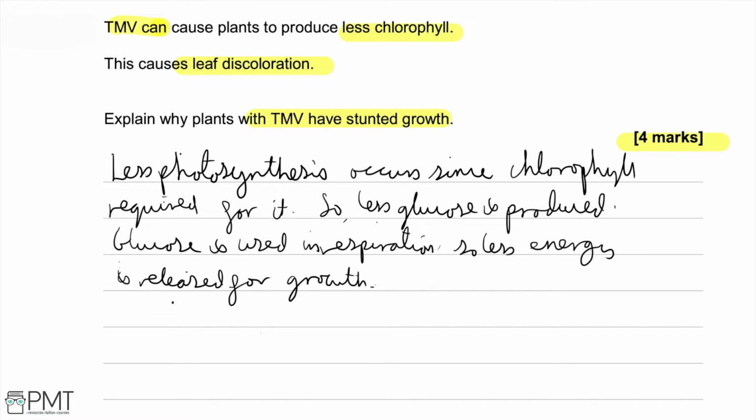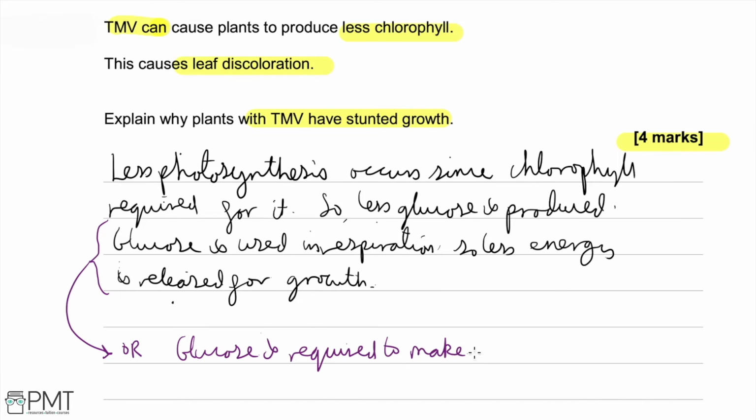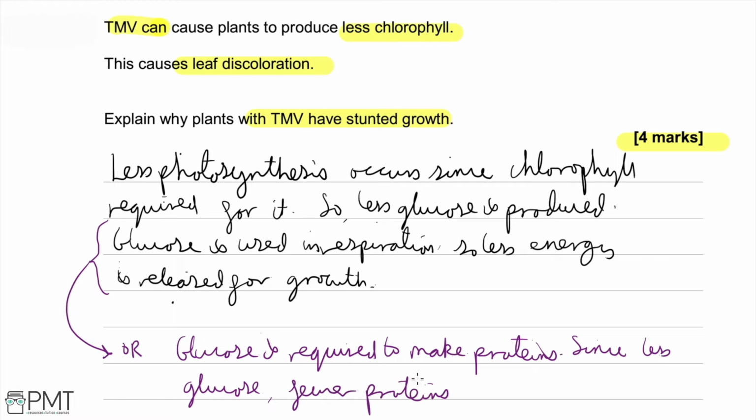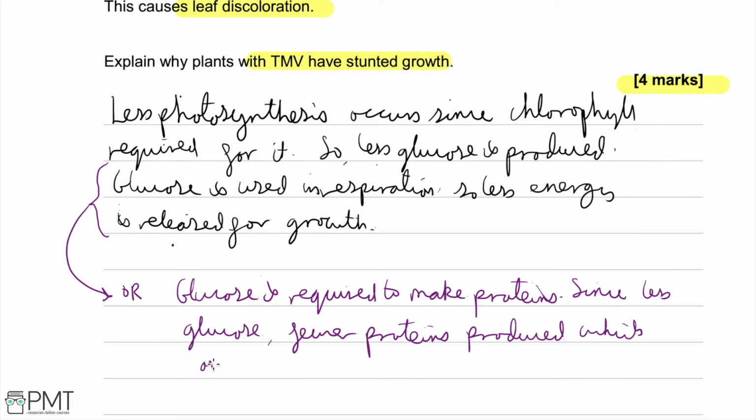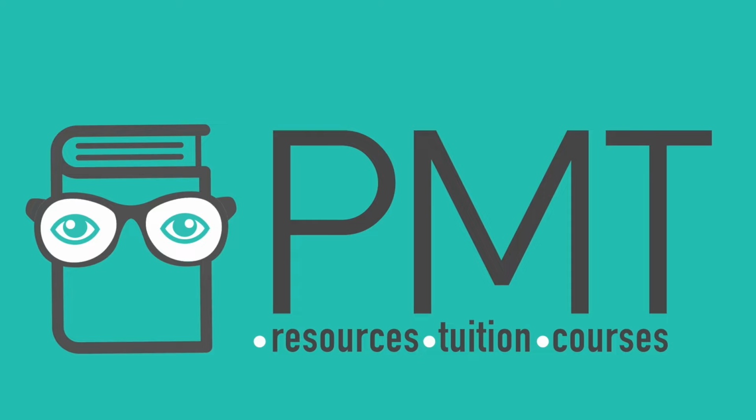Now, for these last 2 points, there is an alternative way we could go about getting the marks. Proteins make up much of all living things, so they're of high importance for growth. Now, glucose is required to make proteins, because it's a very energy-intensive process. So we can mention this, and we could also say, since there is less glucose produced, there will be fewer proteins. Now, these are essential for growth, so it's vital to mention that.